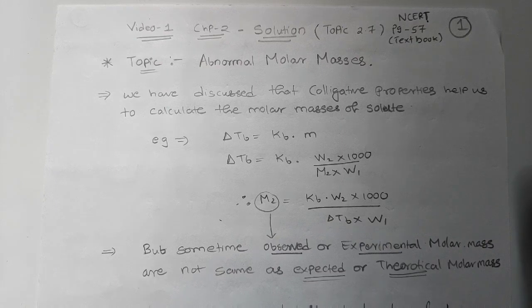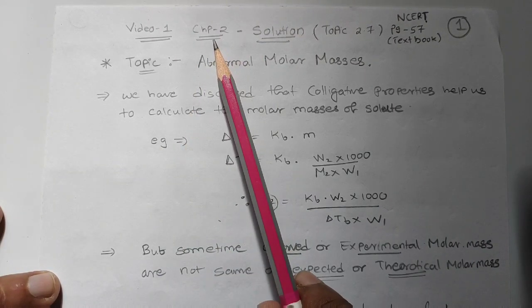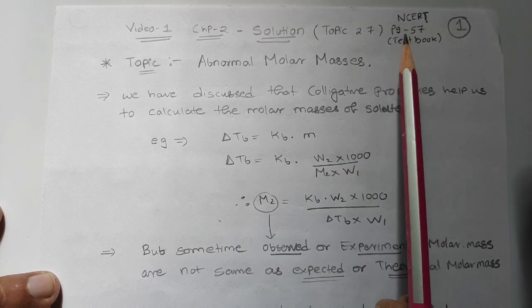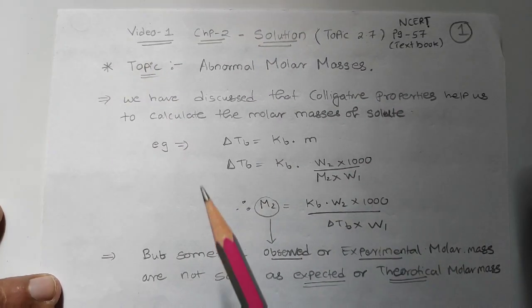Today we are going to discuss abnormal molar mass. Clear? It is from chapter 2, Solutions, topic 2.7, NCERT textbook page 557. This is video 1 of what we are going to talk about.